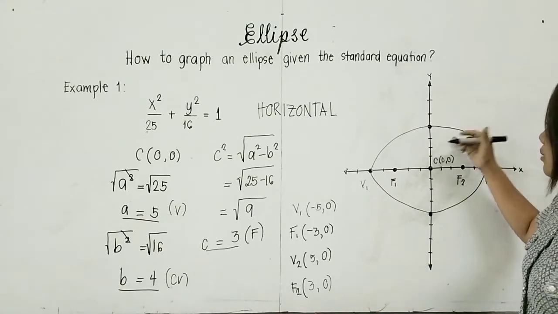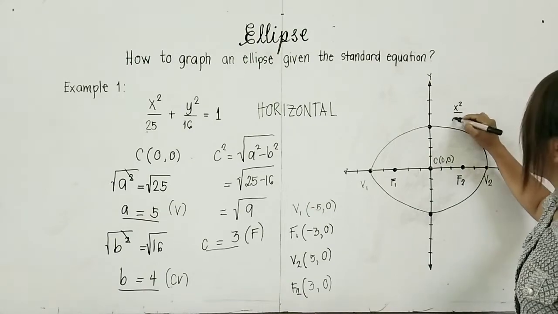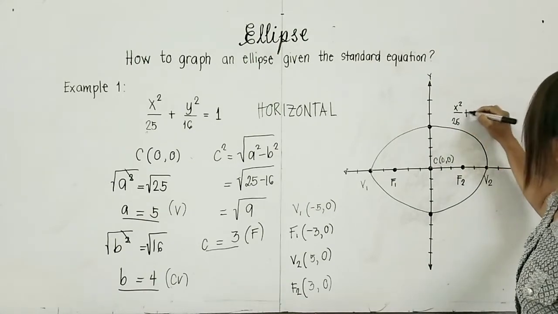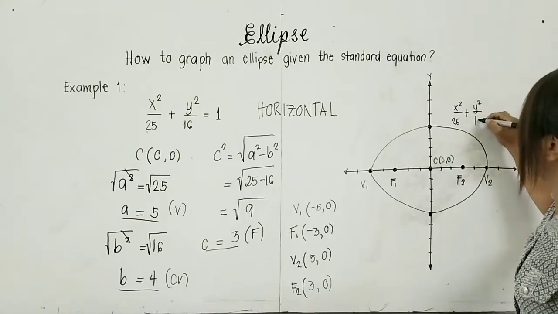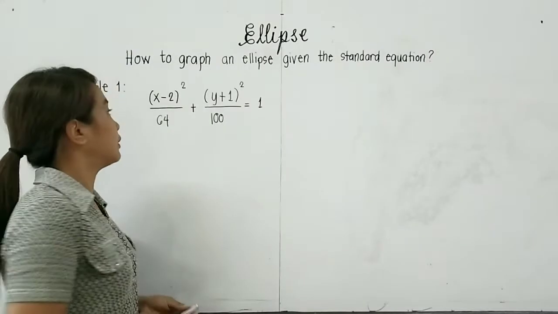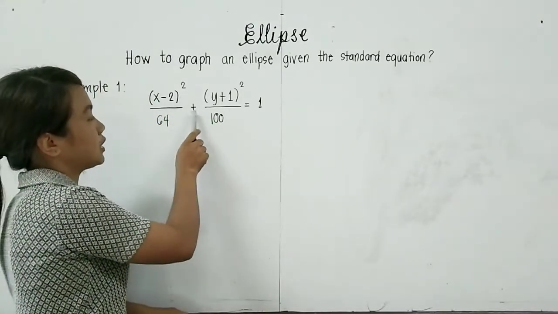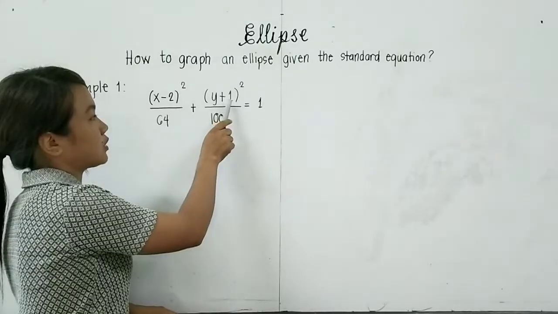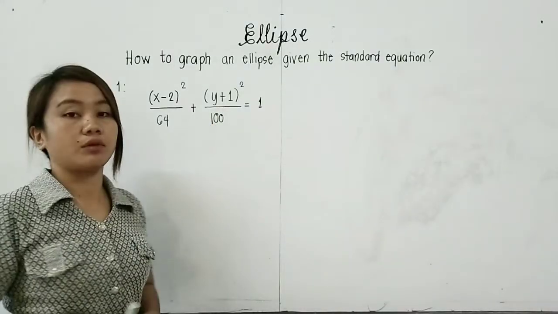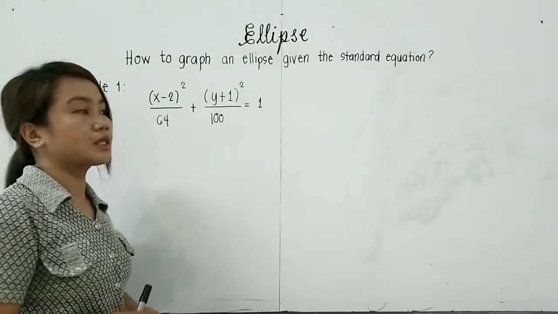Then lastly, we will label our ellipse. We have x squared over 25 plus y squared over 16 is equal to 1. Next example, we have the quantity (x minus 2) squared over 64 plus the quantity (y plus 1) squared over 100 is equal to 1. So we will determine the position of this ellipse.